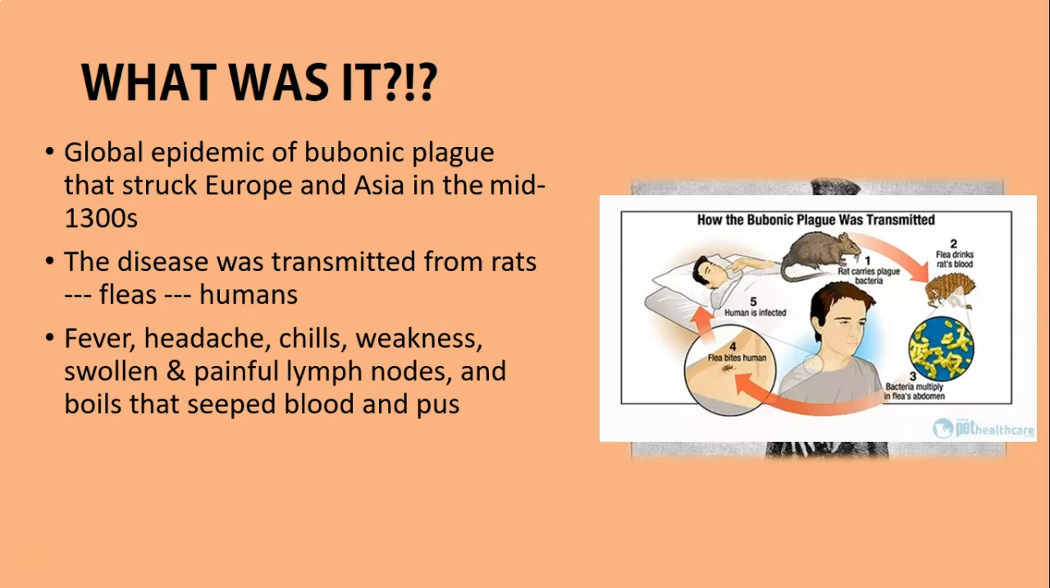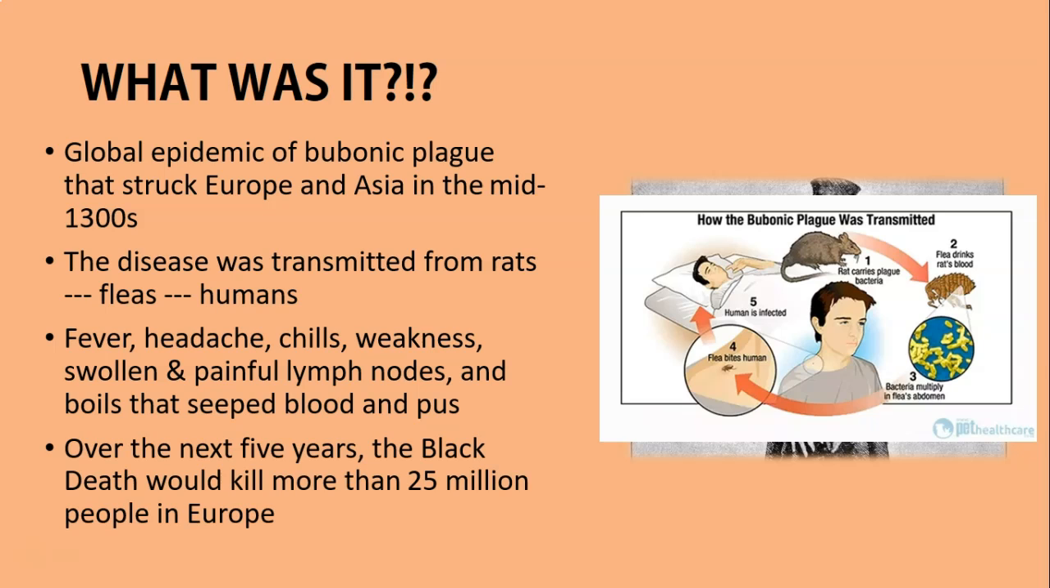So if you were to be bitten by a flea that had the bacteria, you would have a couple different symptoms. Usually it would start off with a fever, you'd have headache, chills, weakness, and eventually you would get swollen and painful lymph nodes, specifically under the armpits area, and then sometimes you could get boils that would seep blood and pus.